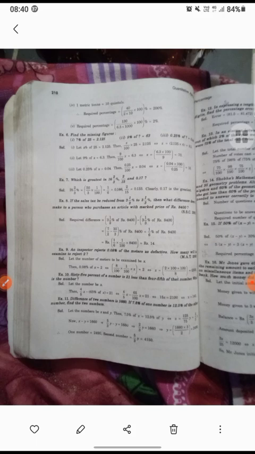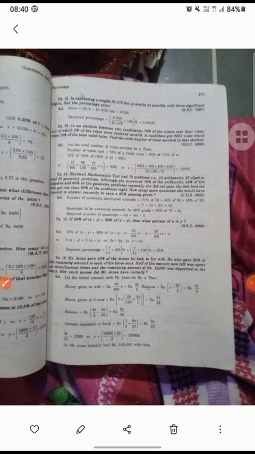Difference of two numbers is 1660, and 7.5 of one number is 12.5 of another number. So x minus y equals 1660 and x equals 5/3 y. Putting this value x equals 5/3 y, we get 2/3 y equals 1660. So y will be 2490 and 5/3 y equals 4150. If one number is 2490, then the second number, by putting the value, we get 4150.